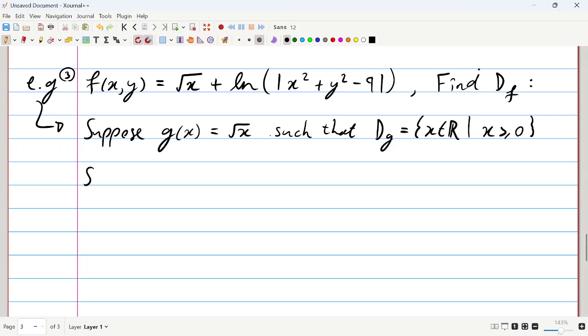So we are going to now suppose that h of x, okay, let's say h of x, and I can write that a little bit better. Suppose that h of x is equal to the natural log of the absolute value, I'm just going to write it like this, x squared plus y squared minus 9. Okay. Now where do we go from here?